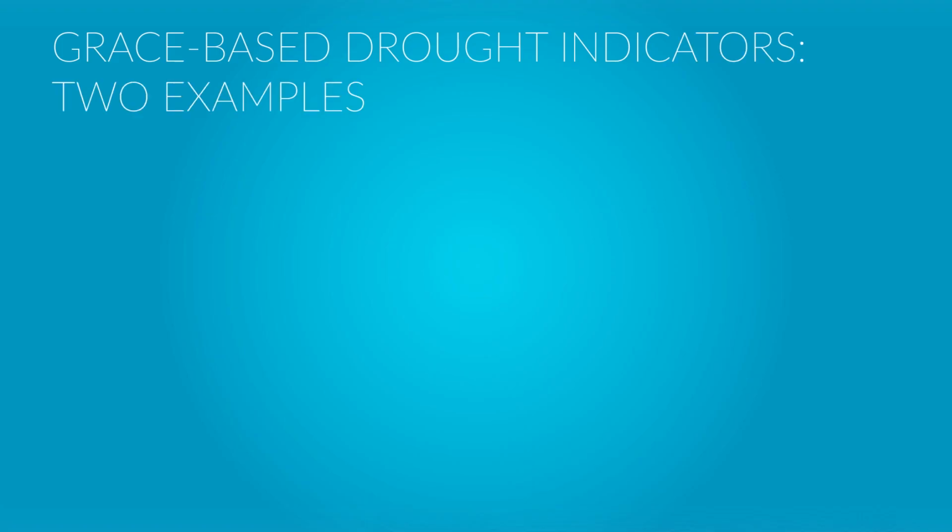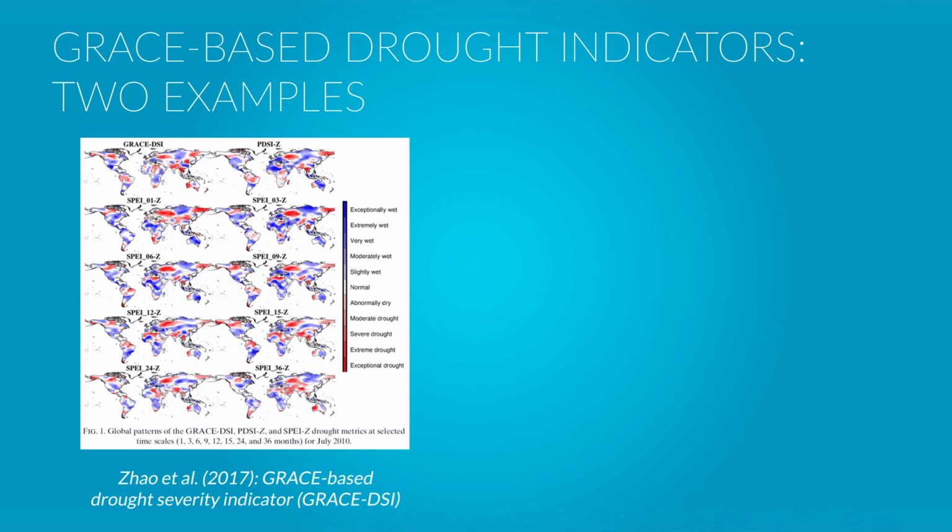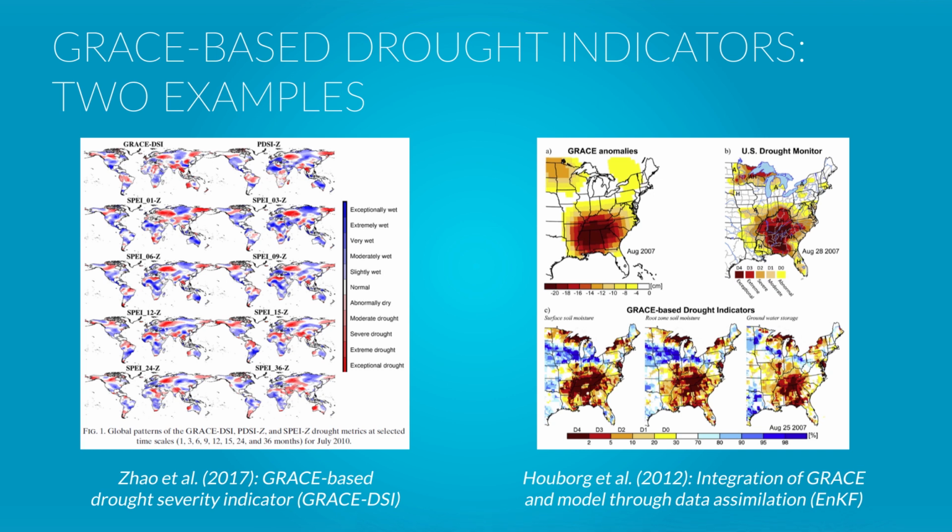The first indicator is the DSI, the Drought Severity Indicator by Zhao et al. It was computed from total water storage anomalies on a global level. And the second indicator is the Hoburg et al. indicator. They used the integration of GRACE data into a hydrological model, and then they computed indicators out of it. This was done for parts of Northern America.